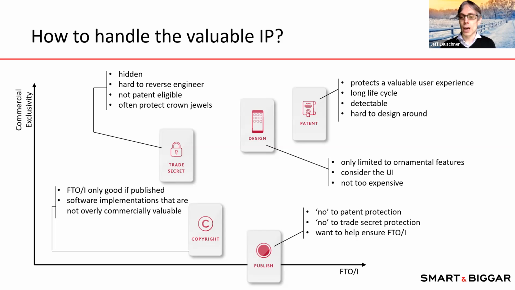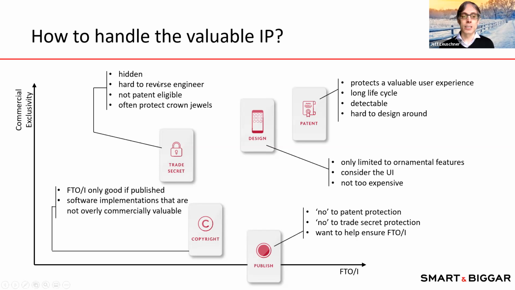And to help answer that, this slide puts it in some context in terms of what your goals are, commercial exclusivity versus freedom to operate, and what criteria that piece of IP meets. If you care a lot about commercial exclusivity and freedom to operate, and that piece of IP meets the criteria of protecting the valuable user experience, long life cycle, detectable, hard to design around, okay, now you start thinking about patent protection.